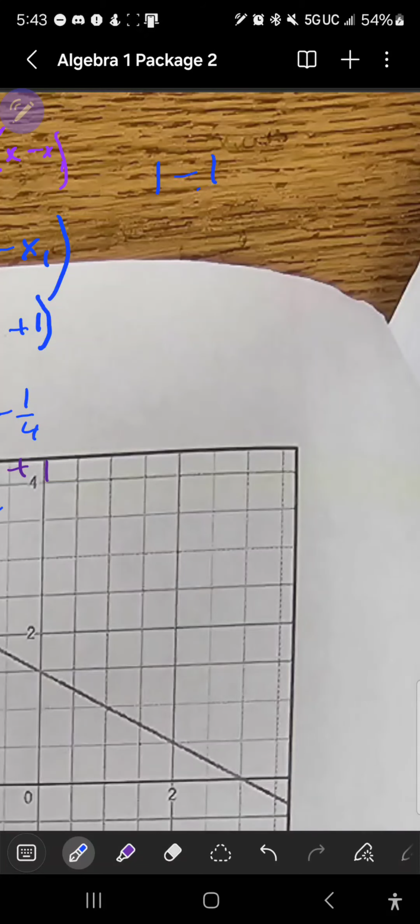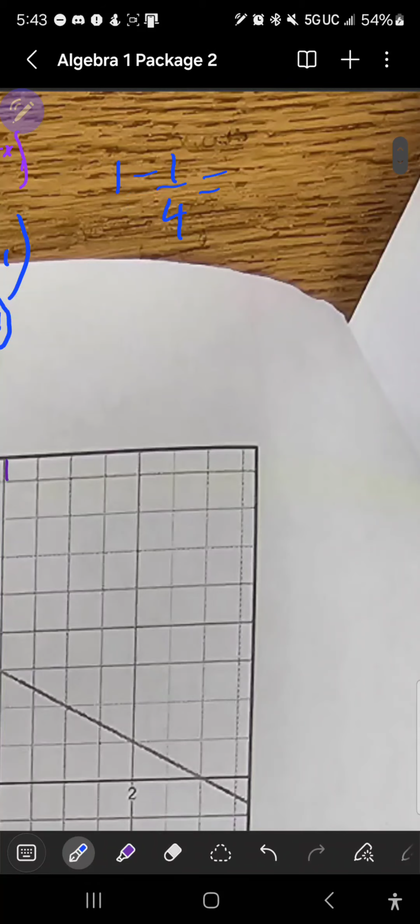Negative 1 over 4 plus 1 is the same as saying 1 minus 1 over 4. First of all, I explained this before, but I would like to say it again. Every time we're working with fractions, we need to have the same denominator in addition and subtraction. Since we are subtracting these fractions, we need to have the same denominator. So we say the denominator is 4, and any whole number is going to be over 1. So 1 over 1, like 1 divided by 1, is just 1. That doesn't matter that it is over 1.